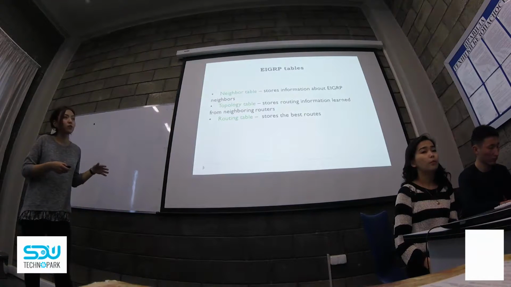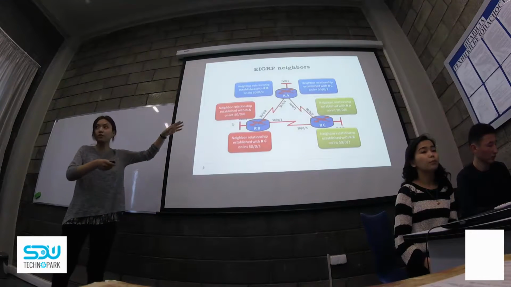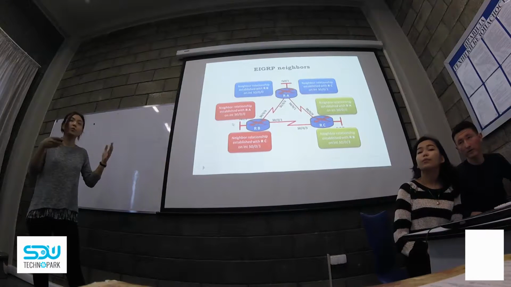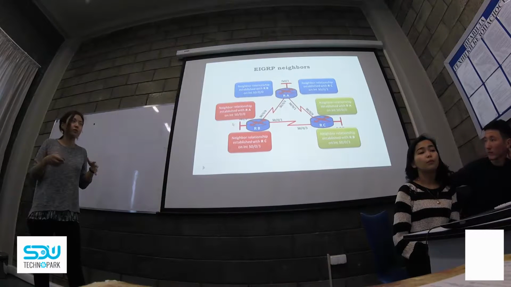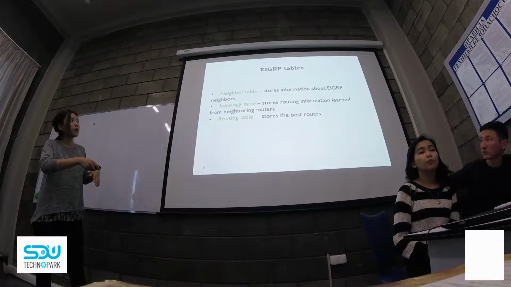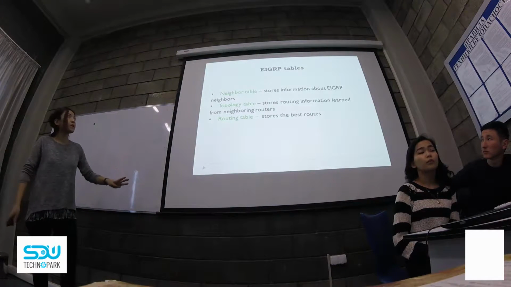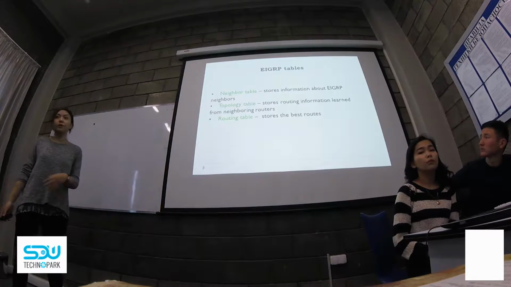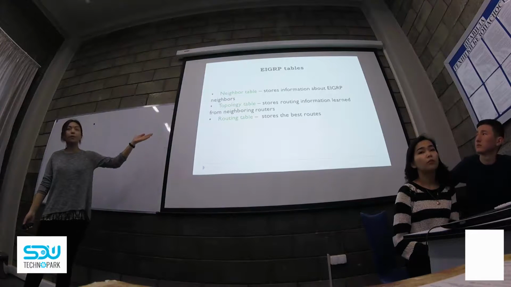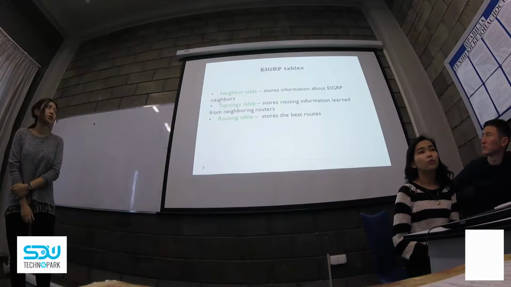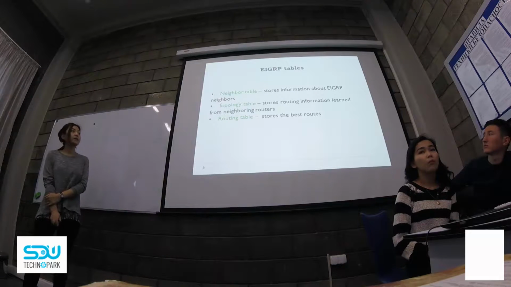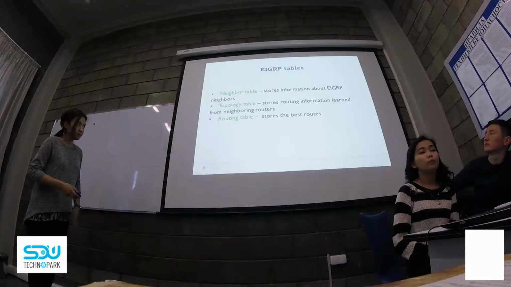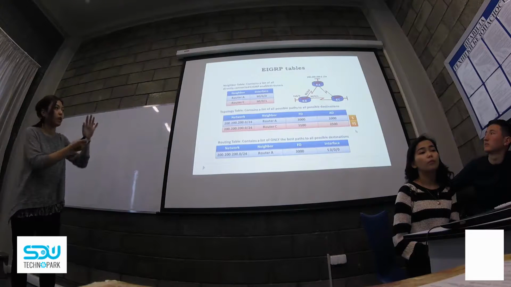Let's look at how they send each other packets and information, and where they need to save it. That is why EIGRP has 3 tables. The first one is the neighbor table, which stores information about the EIGRP neighbors. The next one is the topology table, which stores routing information learned from neighboring routers. And the third one is the routing table, which stores the best routes. We are going to talk about them in detail now.